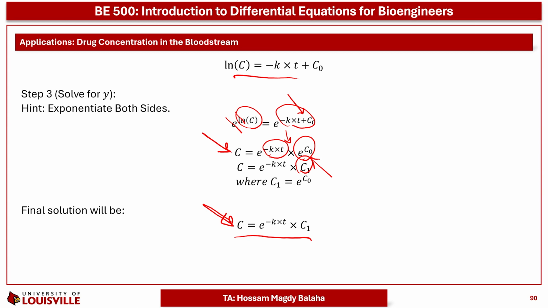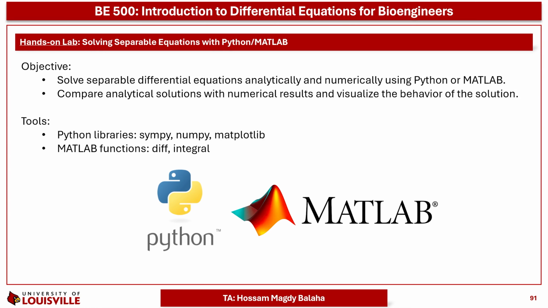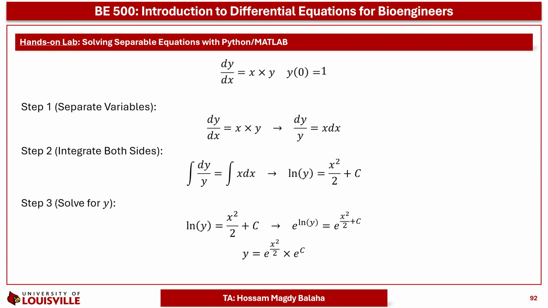Again, we can plot this and find the drug concentration of a specific material or a specific medicine and find when this concentration decays in the bloodstream. And to do that, we can use MATLAB or Python to plot it and also solve the different differential equation of the first order. So simply, let's start with a simple equation and then move to the applications. We need to solve this first order differential equation and validate our results with MATLAB and Python.